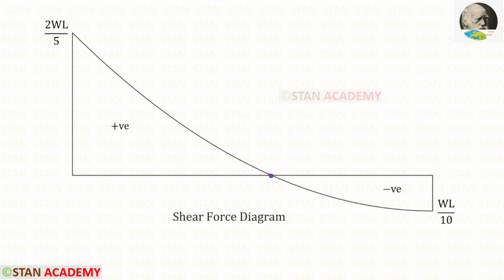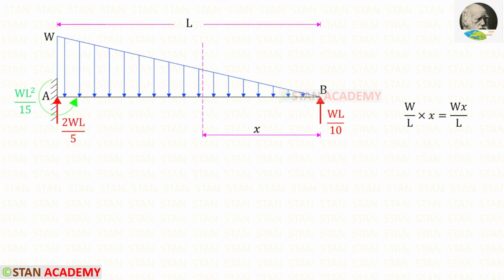In this point, let us make a section and find the distance. You can see that I have made a section in that point at a distance of x from the point B. In this section, we have to find this height. For the distance of L, the height is W, but we need the height at the distance of x. So we have to multiply with the x so that the height is Wx upon L.